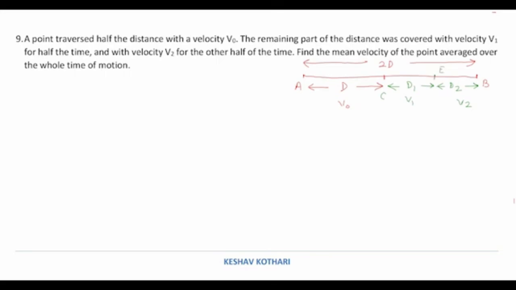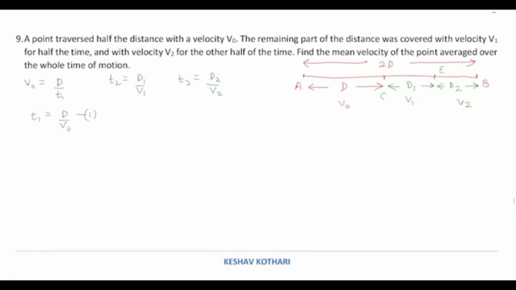So now if I start writing the equation for different aspects, the first equation which I can write is v0 equals D by T1. Now T2 can be written as d1 by v1 and T3 can be written as d2 by v2. Now from the question I can say that T1 is equal to D by v0. This is becoming my first equation.